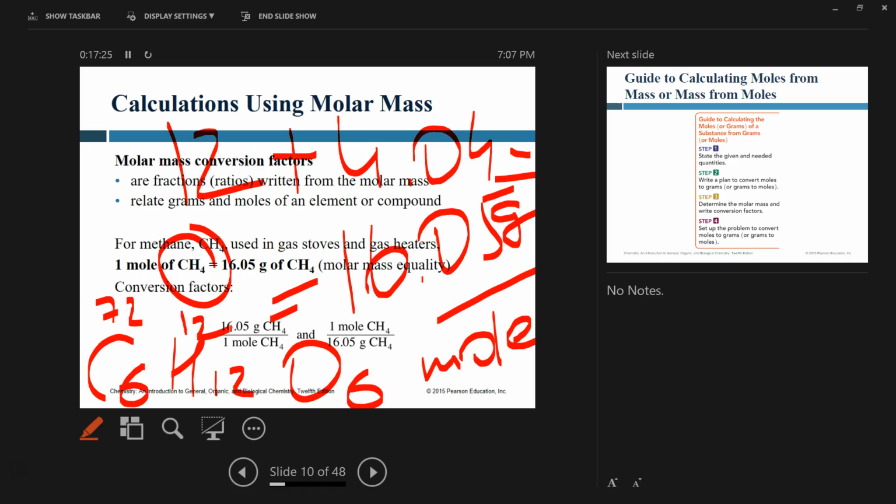And oxygen, what's the molar mass for oxygen? 16. So 16 times 6 is going to be 96. Okay? So put it all together, it gives you 170. Actually 180. 180. Does that make sense? You understand what I just did?